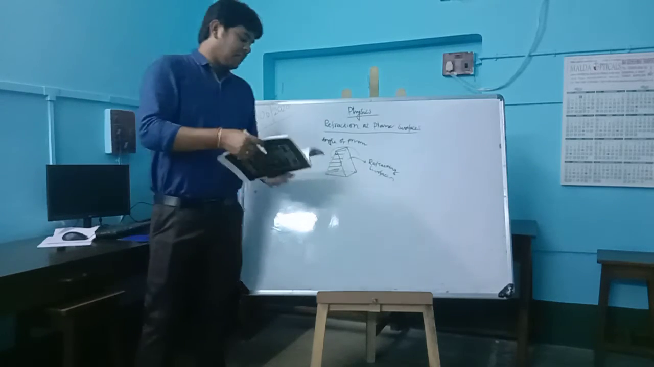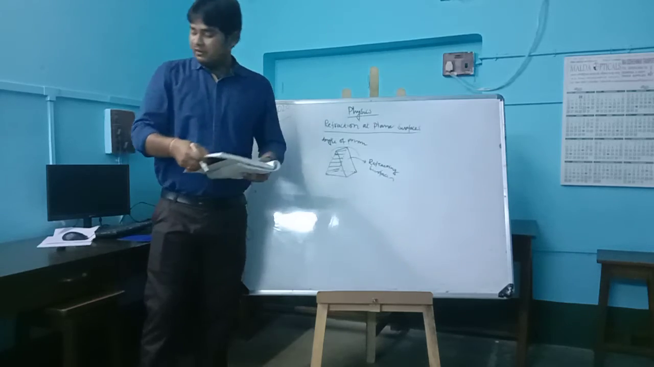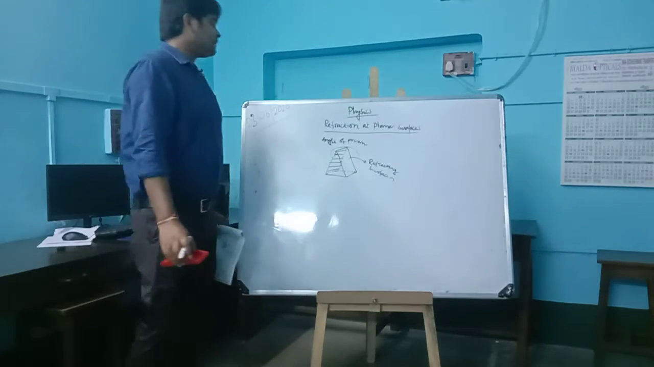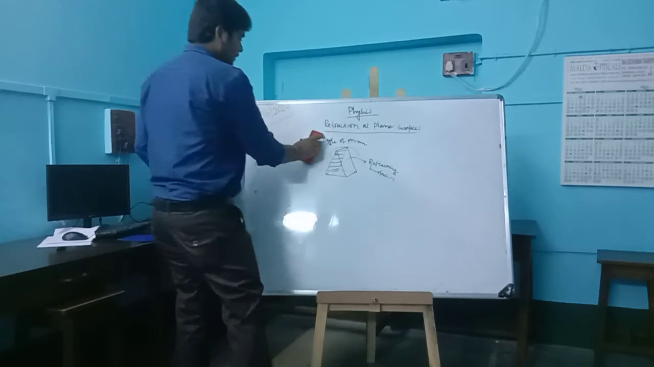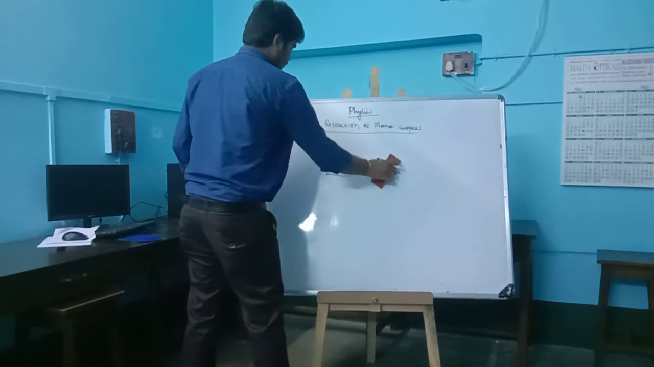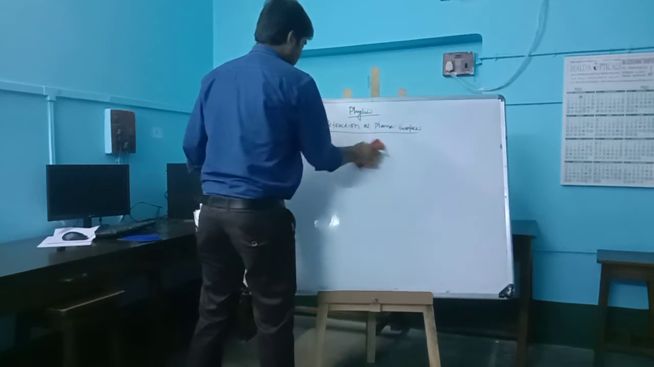Okay, now discuss about the thing. What will happen if the light rays are incident on that refracting surface, and the angle of deviation. We will discuss the angle of deviation. Okay.